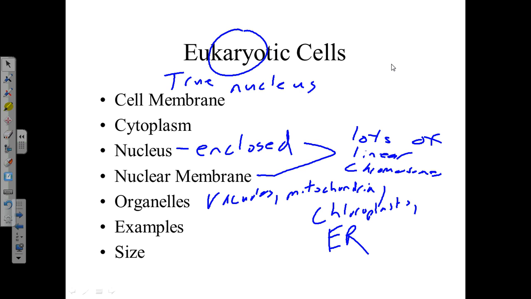But here's the deal. Make sure you know that these are all characteristics of eukaryotic cells. They have a true nucleus, cell membrane. They have cytoplasm. They have an enclosed nucleus with lots of chromosomes that are linear. Lots of organelles to divide up the work and specialize and increase efficiency. In terms of examples, everything except bacteria, and they are way bigger than bacterial cells.